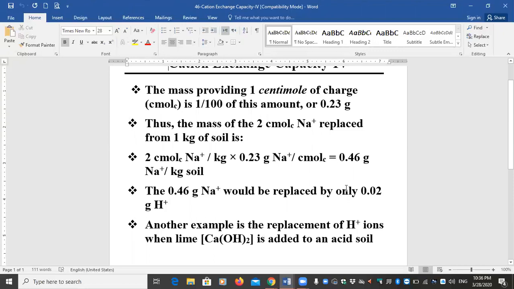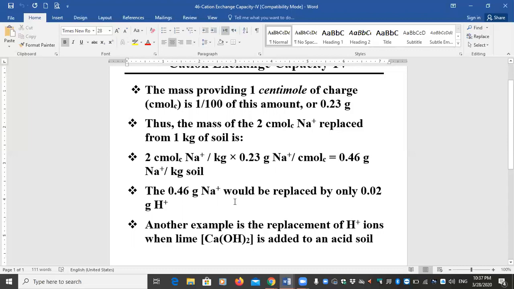Okay, the atomic weight of hydrogen is 1. So the 1 gram will give us 1 mole of charge from hydrogen. The centimole of hydrogen will be 1 divided by 100, 0.01. So the 2 centimole will be 0.01 times 2, which is 0.02 gram, like we did with 0.23.